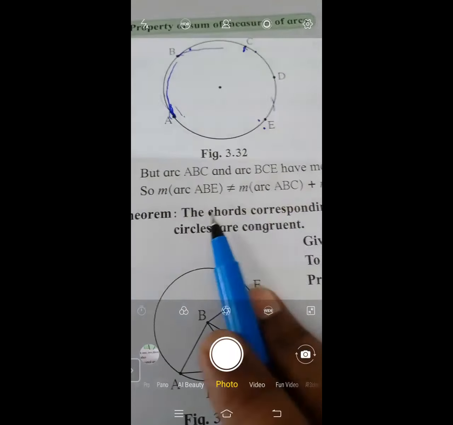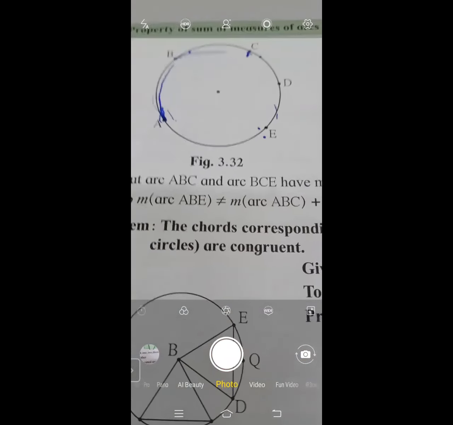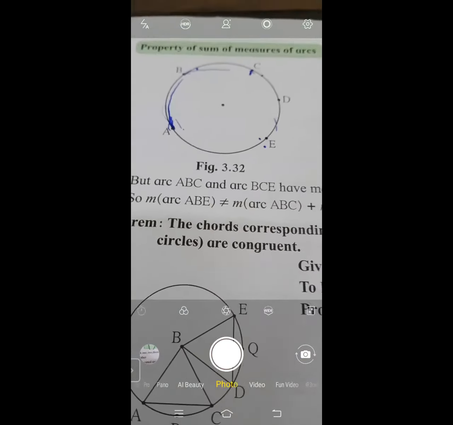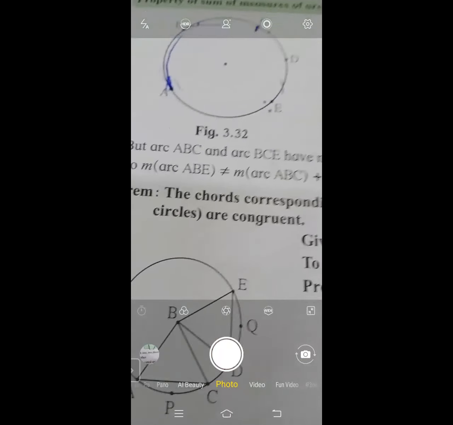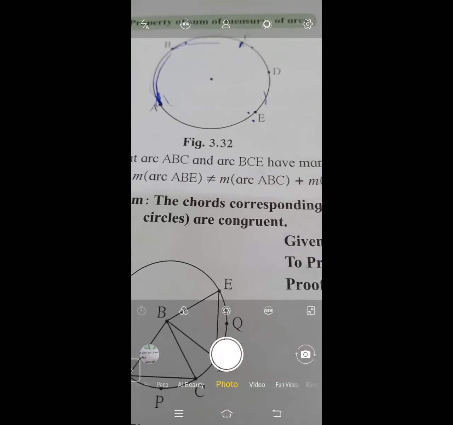So never find it like this. Try to locate your arcs very well. Try to find the common points very well so that it will be helpful for you to find the sum of measure of the whole arc.